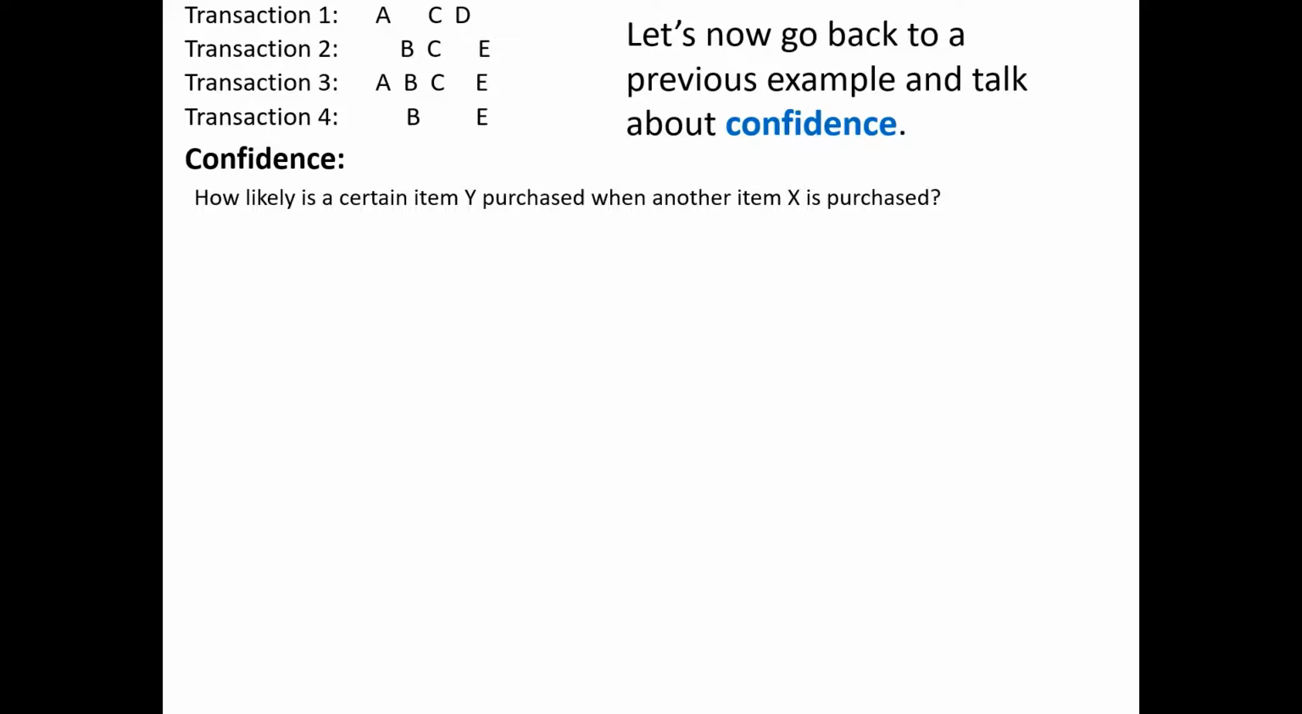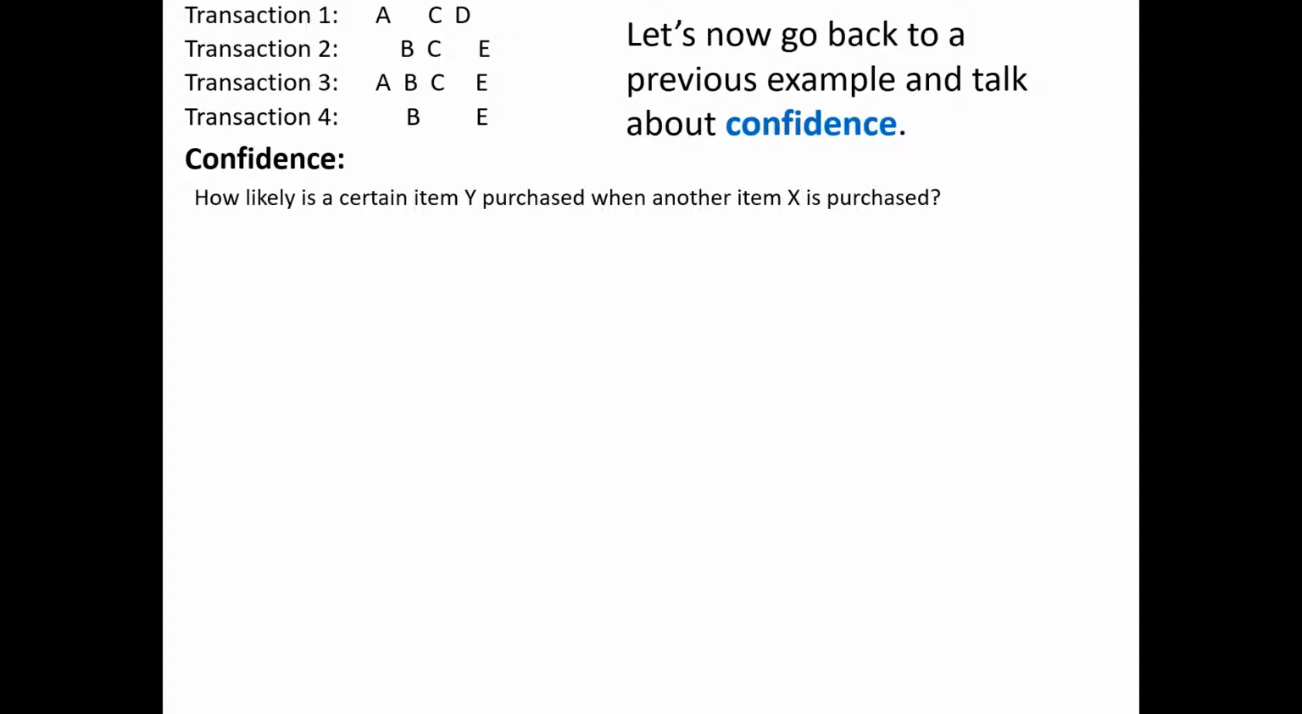I mentioned earlier that there are actually three measures that we can look at when we're trying to find associations. One was support, that we've already looked at. The other two are confidence and lift. So we're going to talk about confidence right here.